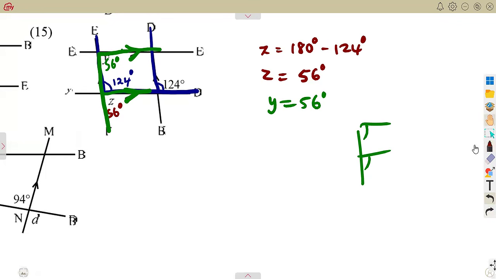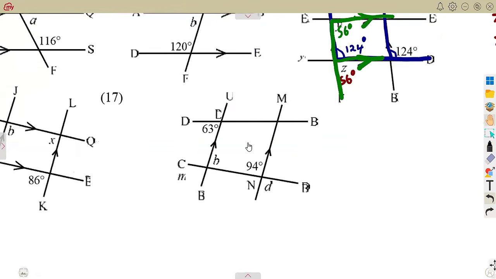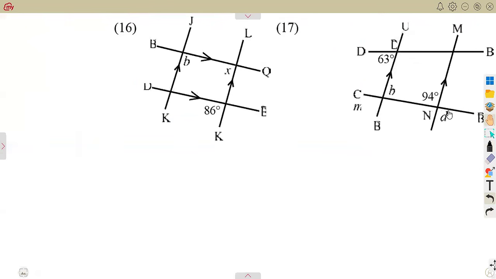That is corresponding angles. Or you can use the co-interior angles between this 124 and the value of Y there. They are co-interior. So you can subtract 124 from 180. You still obtain the 56 degrees. That's what you can have there.